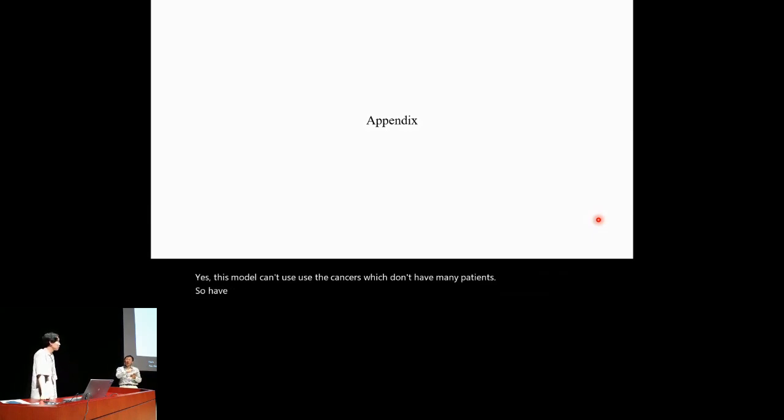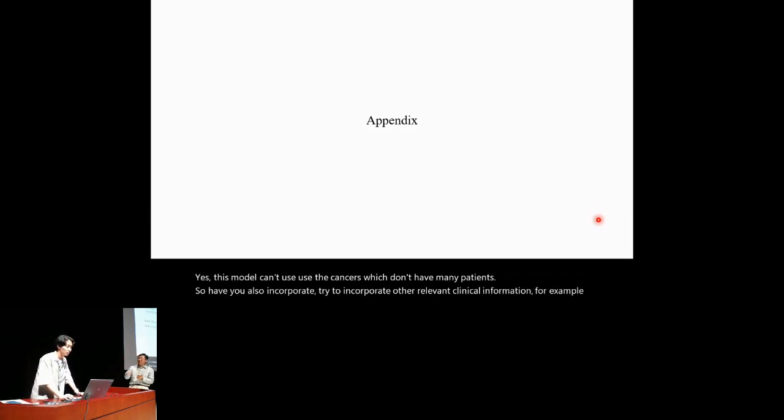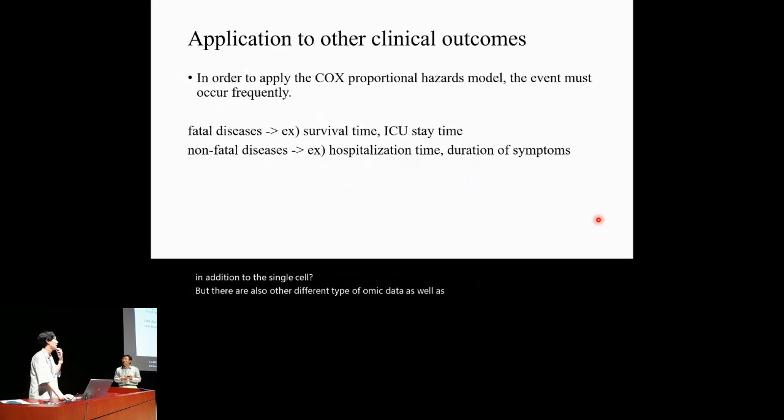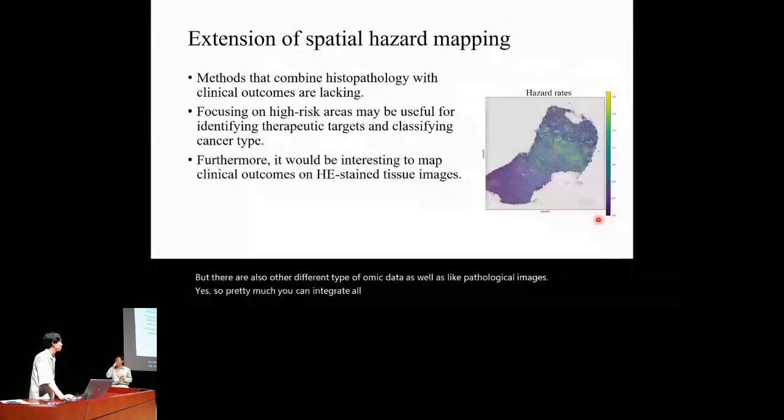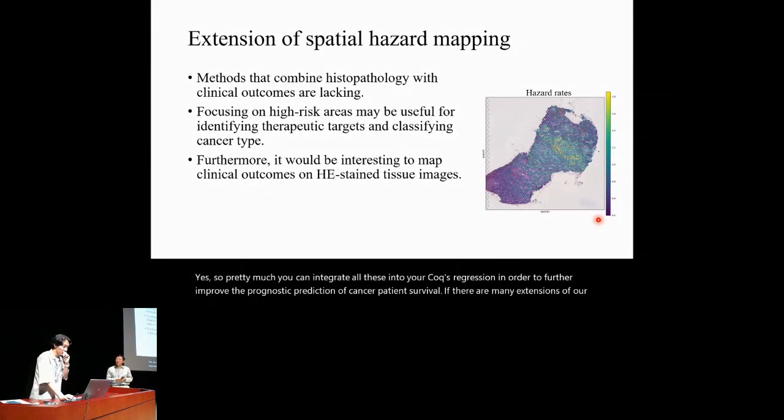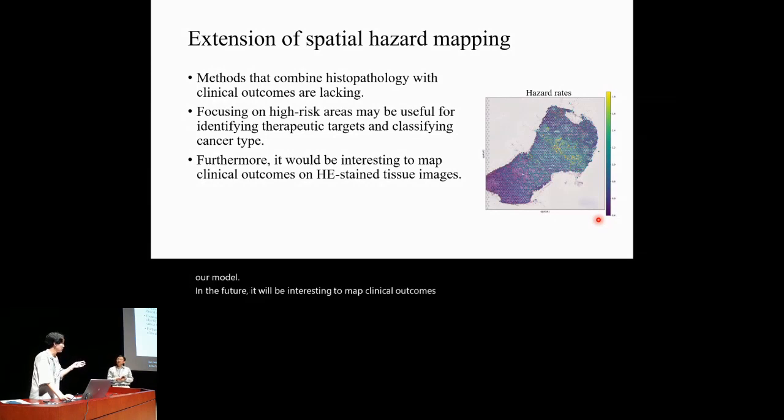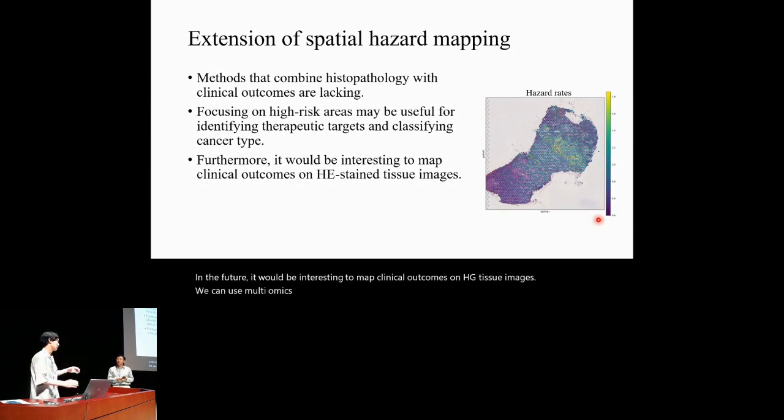Have you also tried to incorporate other relevant clinical information, in addition to the single cell, such as other types of omic data as well as pathological images? You can integrate all this into your Cox regression model to further improve the prognostic prediction of cancer patient survival. Yes, there are many extensions of our model. In the future, it would be interesting to map clinical outcomes on HE tissue images, or we can use multi-omics data to link clinical outcomes with omics.